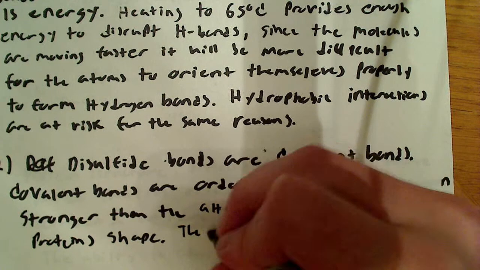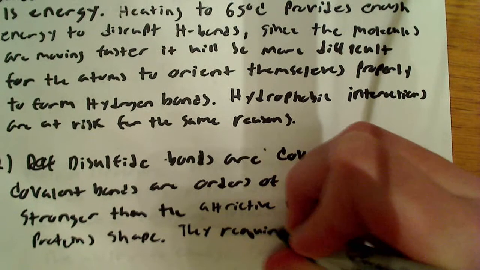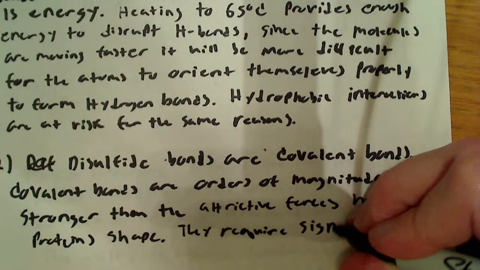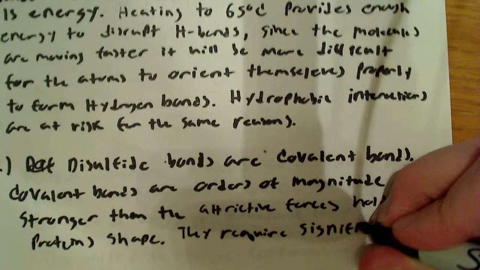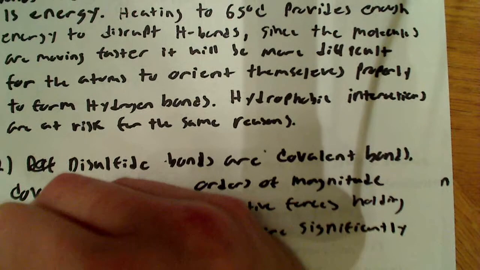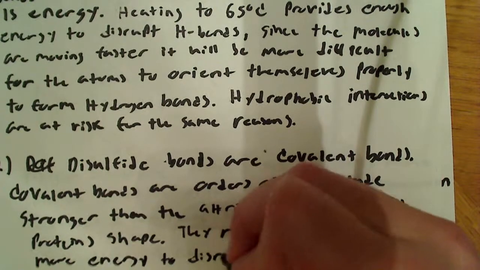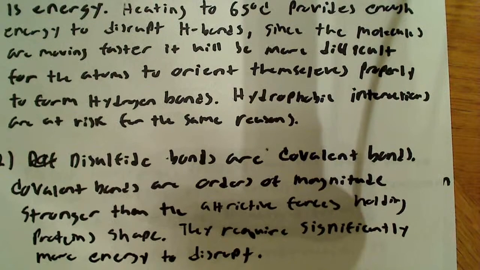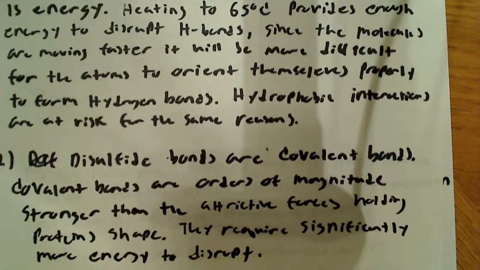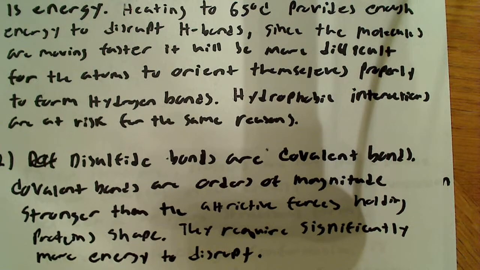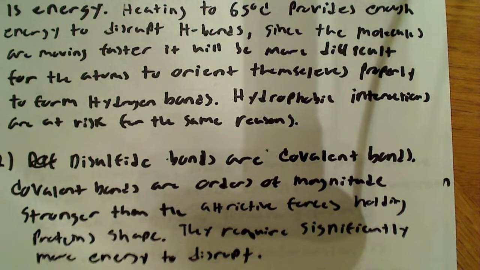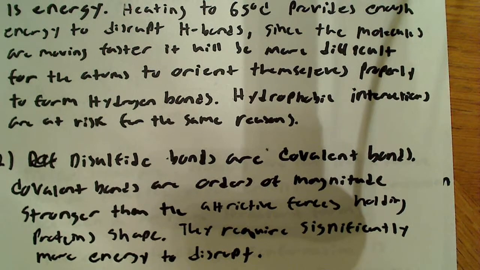So they require significantly more energy to disrupt. That's about all you'd have to say. Disulfide bonds are covalent bonds, and covalent bonds are orders of magnitude stronger than the attractive forces holding proteins together. When I talk about the attractive forces, I'm talking about hydrogen bonds, hydrophobic effect, etc. And they require significantly more energy to disrupt. So it's a really simple and straightforward concept.